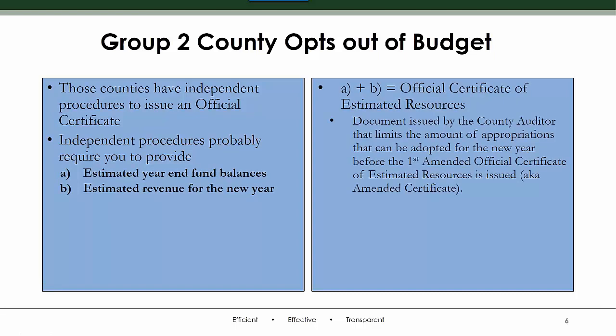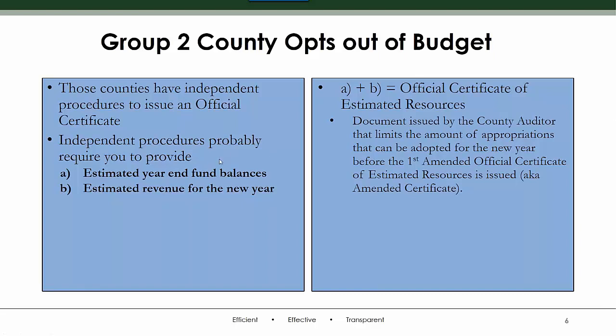is going to get you your official certificate. It's issued by your county, and it's going to limit the amount you can adopt as appropriations in the new year before you get your first amended certificate. So now you can see why it's called an amended certificate, because the official certificate starts with estimated year-end fund balances, and the amended certificate brings it up to date in the new year.